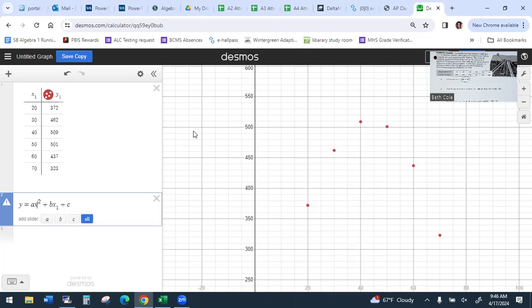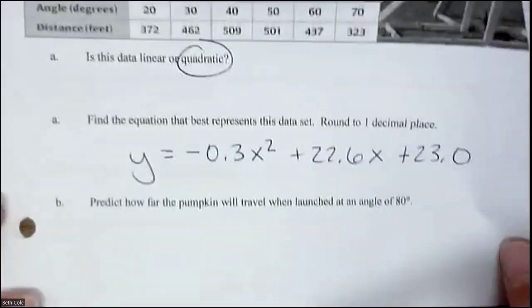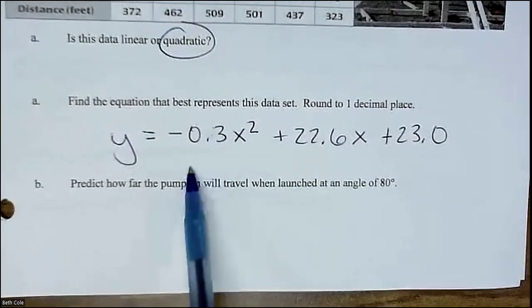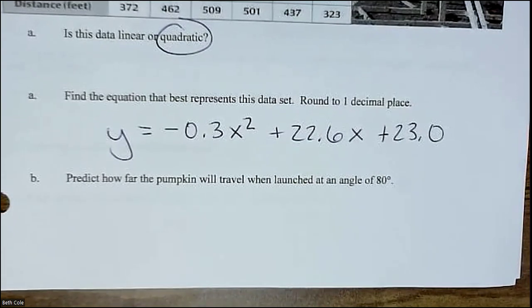Now I'm going to go back and add the ones after the variables and change it to a tilde. Then it shows up. Now, if you're in the back, I know you can't see these numbers. They're kind of small. I'm going to just write it down on the paper. I can't have both screens up here at the same time. A is negative 0.3. B is 22.6. And C is 23.0. So A came out to negative 0.3, B came out to 22.6, C came out to 23. So it's ax squared plus bx plus c.